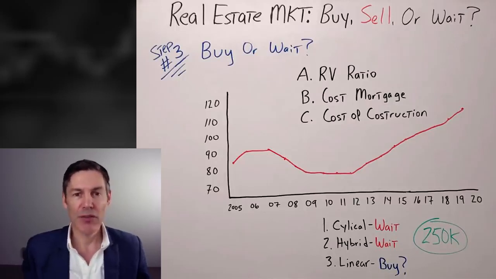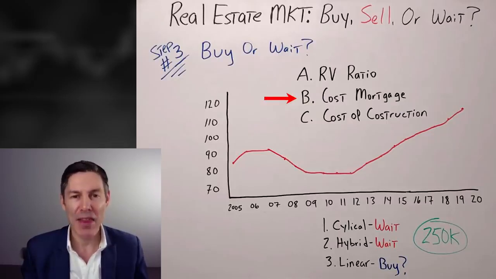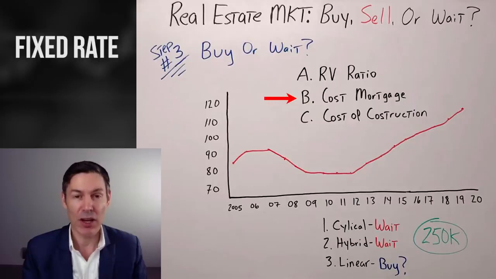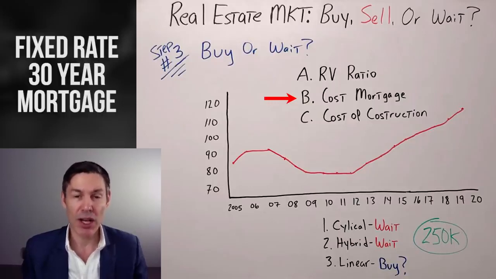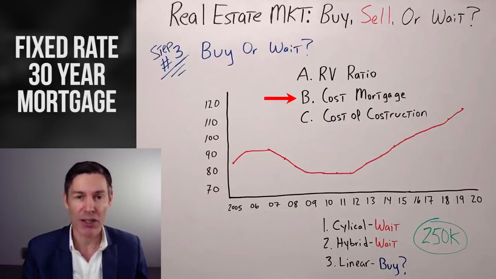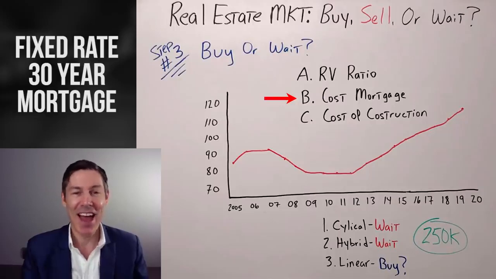Next, we've got to consider the cost of the mortgage. Of course, interest rates are extraordinarily low, 5,000 year lows. So if you can lock in a fixed rate 30-year mortgage, it might be wise to do that if all the other conditions line up. I'm not saying go out and buy that penthouse in New York for $10 million because you can get a cheap loan. That's not what I'm saying at all.